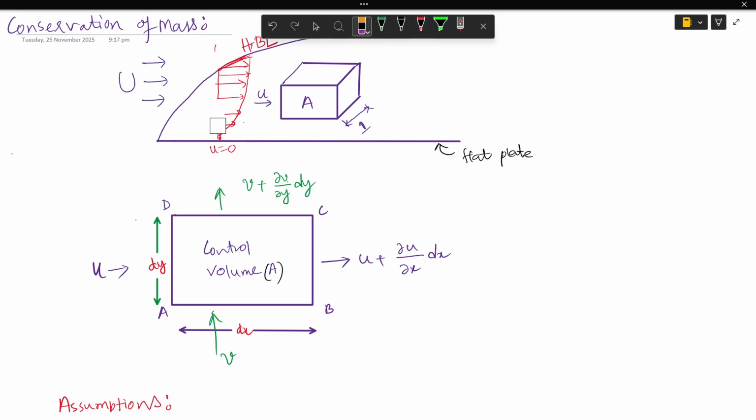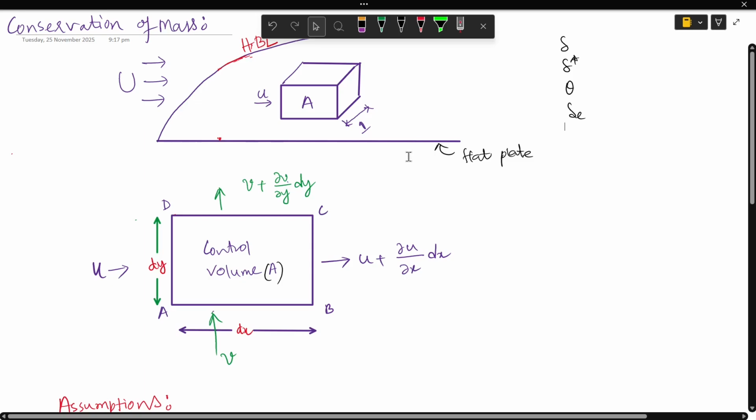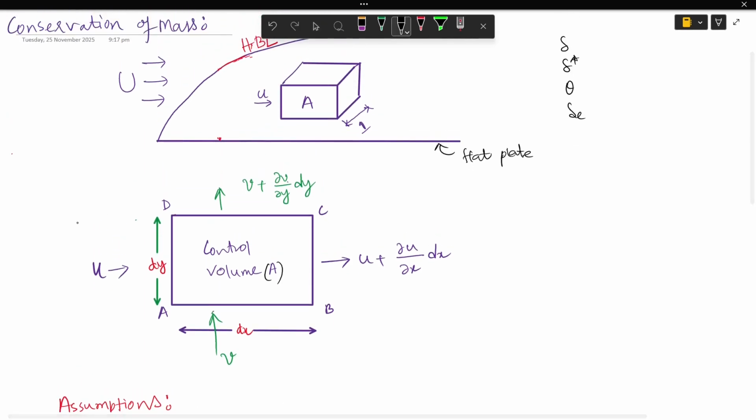We are also not bothered about those things right now. That is the concept we use when we want to define what the boundary layer is, and it is also needed when dealing with displacement thickness, momentum thickness, or energy thickness. We have known about delta star, theta, that is momentum thickness, and delta E, which is kinetic energy thickness. You are also not bothered about that. Let's just get started with this derivation.